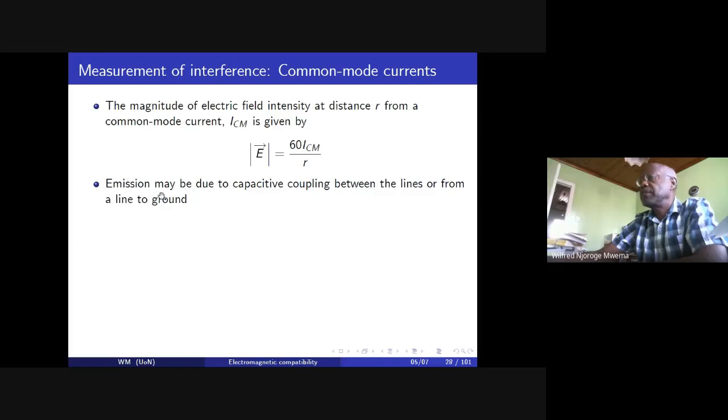So emission may be due to capacitive coupling between the lines, that is when you have two parallel lines, or from a line to the ground.